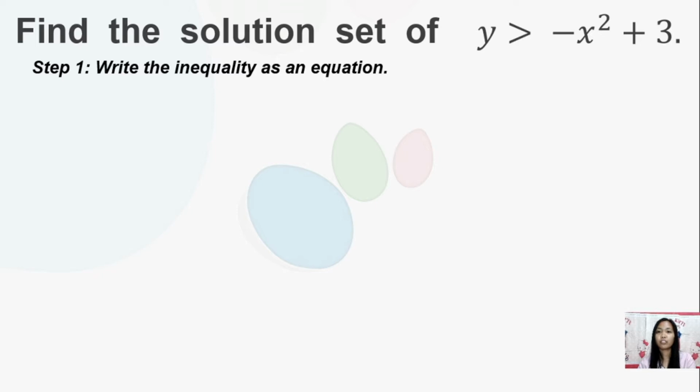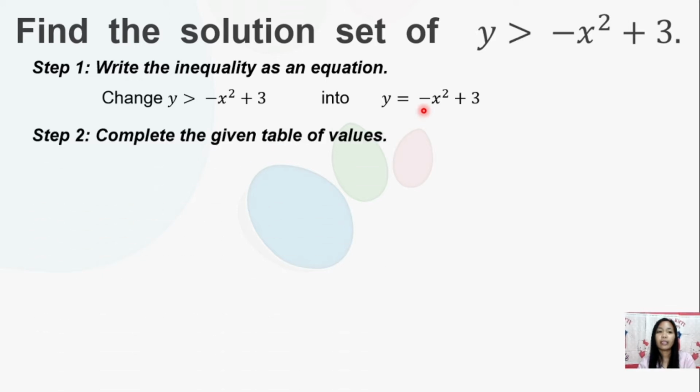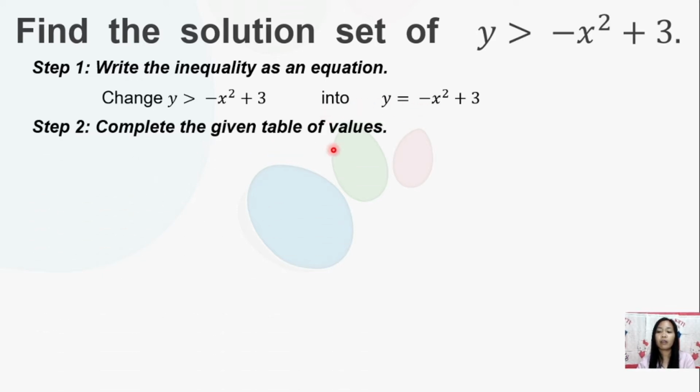Let us find the solution set of y is greater than negative x squared plus 3. So the first step is to write the inequality as an equation. Therefore, we change y is greater than negative x squared plus 3 into y is equal to negative x squared plus 3. So we basically change the inequality symbol to an equal sign. Next is to complete the given table of values.